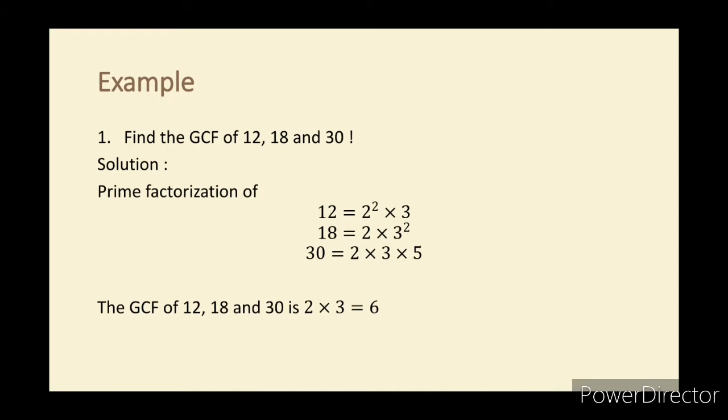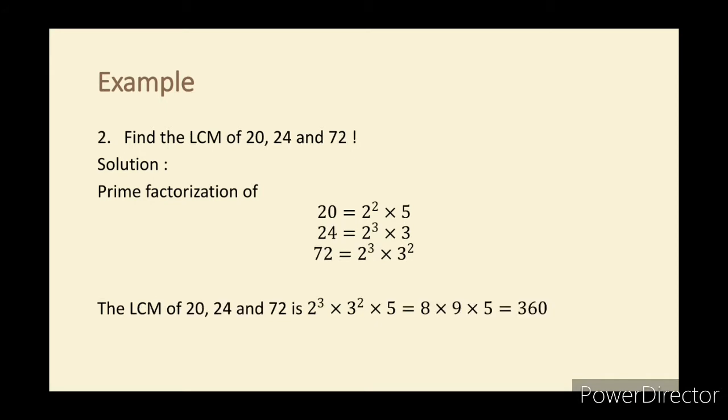Example number 1. Find the GCF of 12, 18, and 30. Solution. Prime factorization of 12 equals 2 raised by 2 times 3. 18 equals 2 times 3 raised by 2. 30 equals 2 times 3 times 5. So the GCF of 12, 18, and 30 is 2 times 3 equals 6.